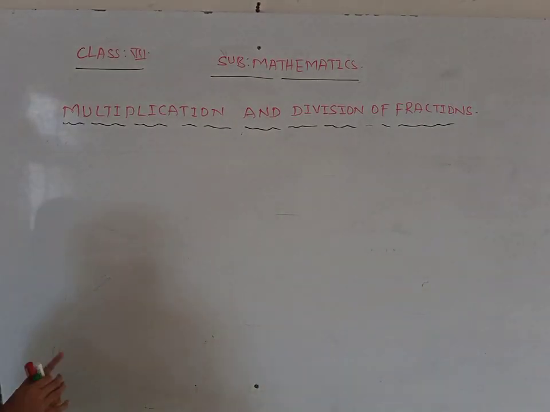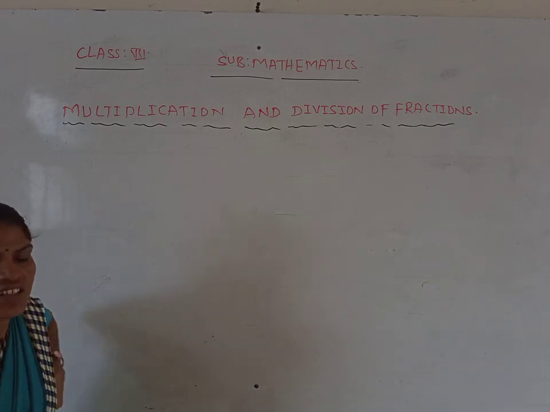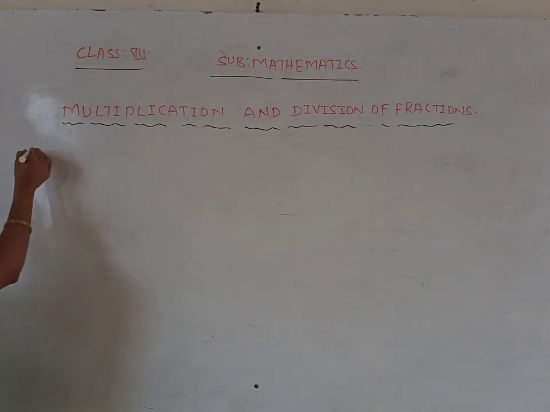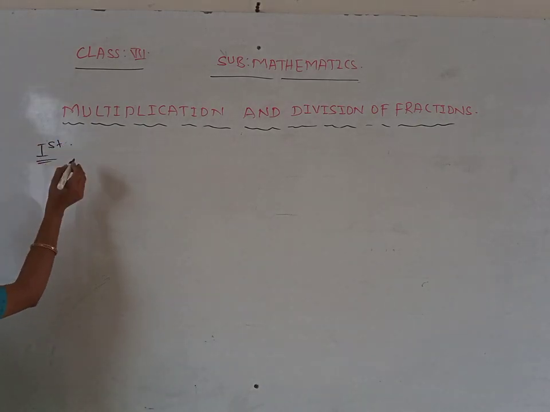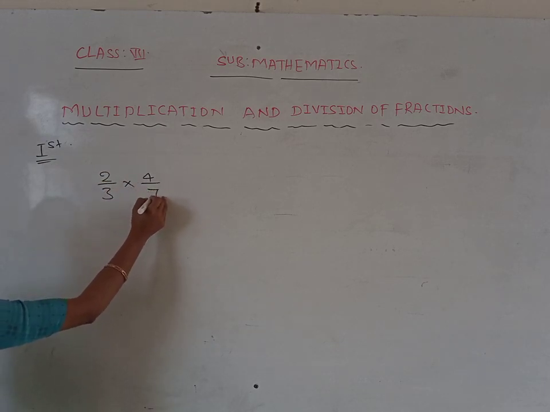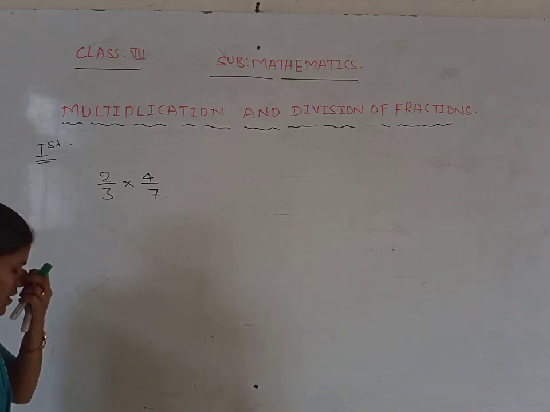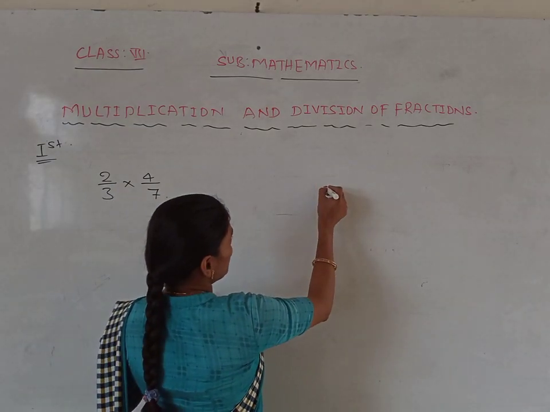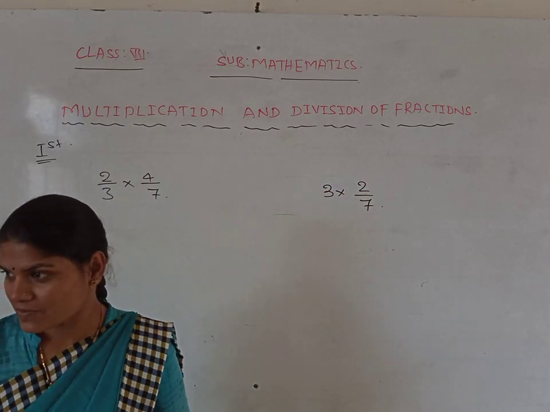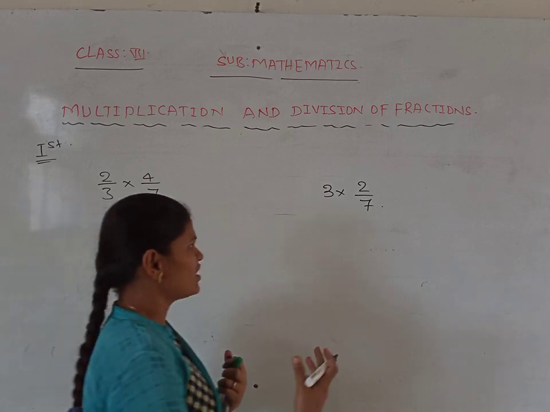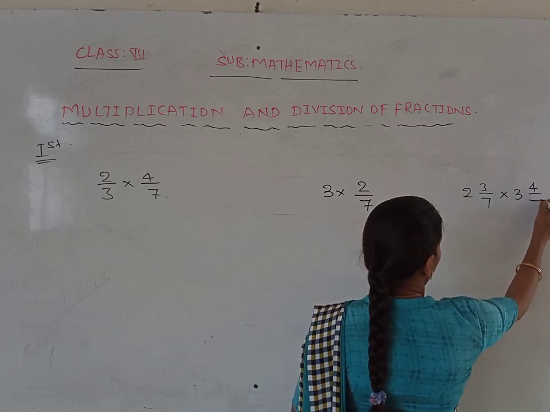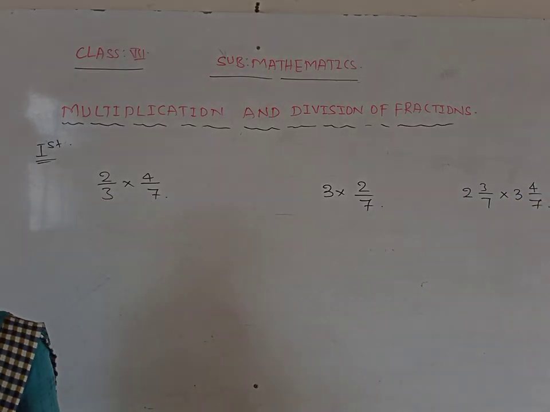So in multiplication, we are taking, very interestingly, the first type of questions: one fraction by another fraction, like 4 by 7. Then the second type: a whole number by a fraction. Then the third type: a mixed fraction by a mixed fraction, or a fraction by a fraction also.